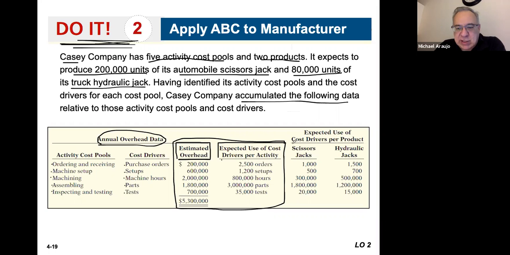Then they give you the information for each product. Here are for the auto scissor jacks. Each of the pieces of information here are reflected for your cost pools. And these are the hydraulic jacks for the trucks. And again, numbers are put. So all of these are step by step.